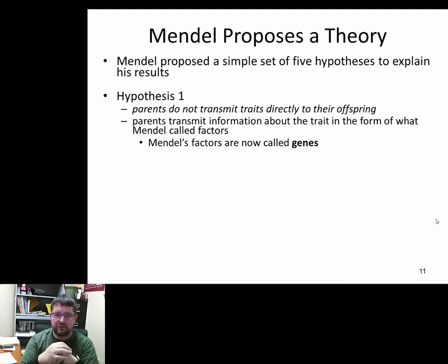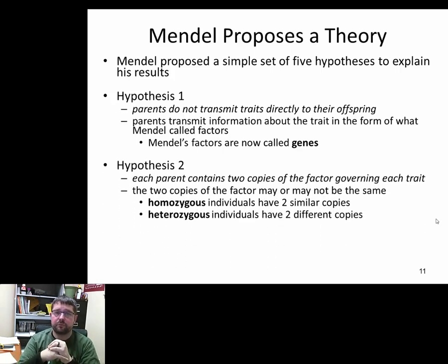Well, Mendel came out with his and suggested, hey, parents do not transmit traits directly to their offspring. Parents transmit things that he called factors, which we now call genes. And so the genes are passed on, but not the actual phenotype, not the actual trait. And we'll see why that's important here in a second.